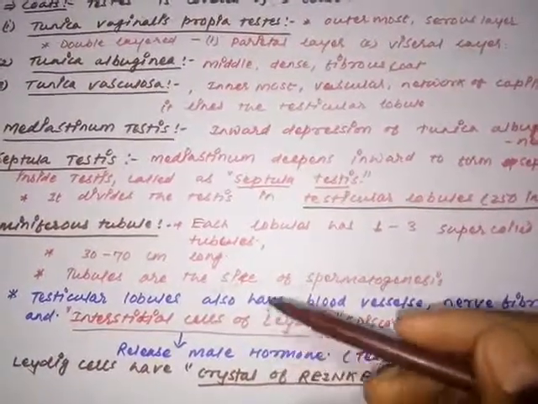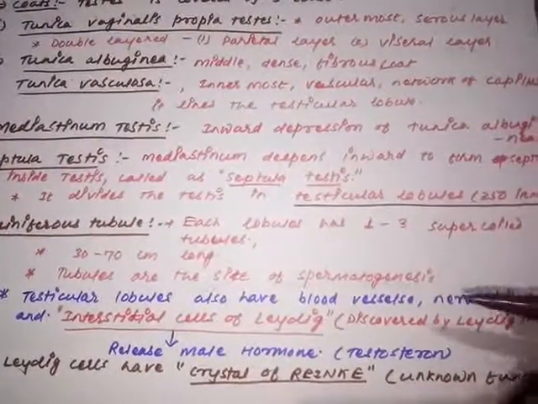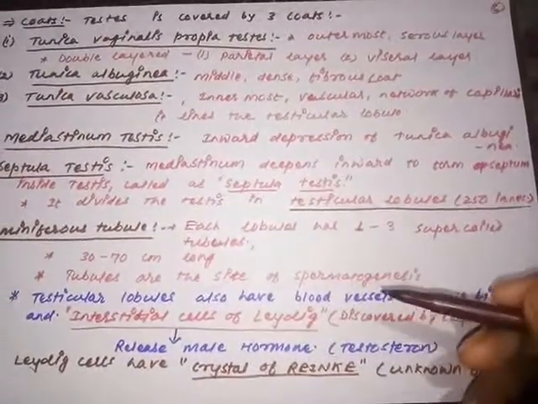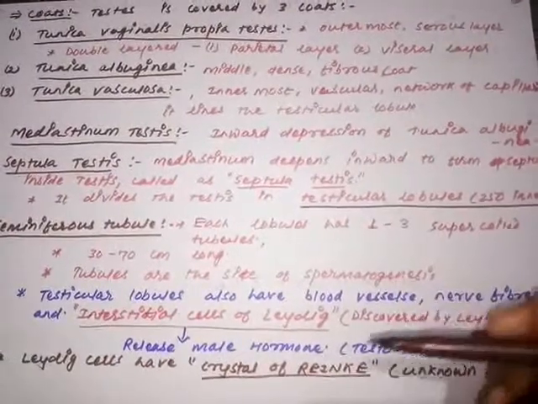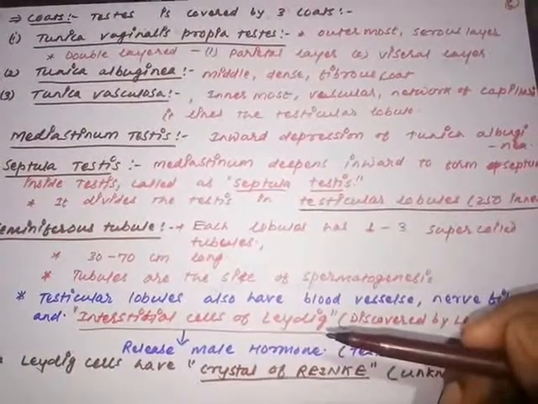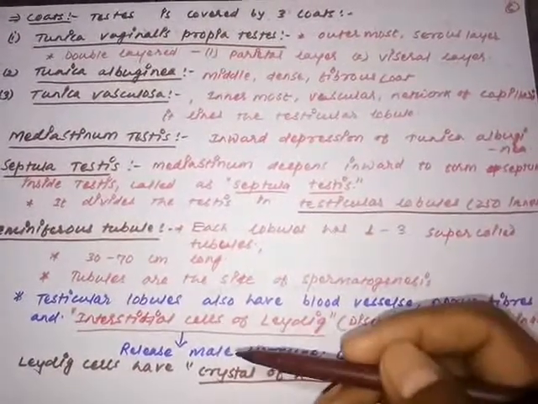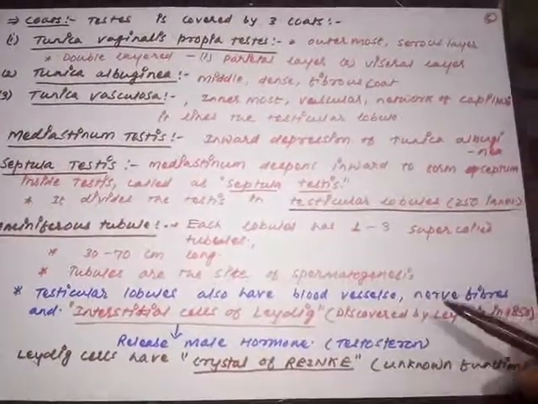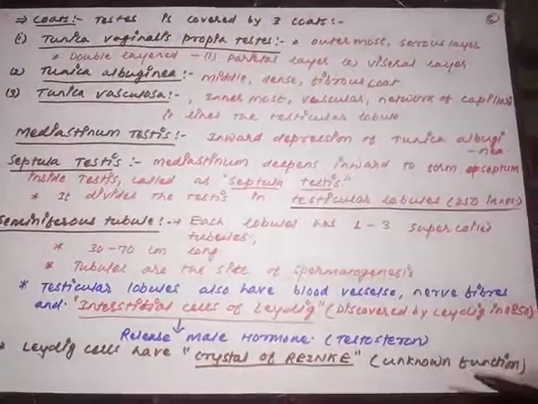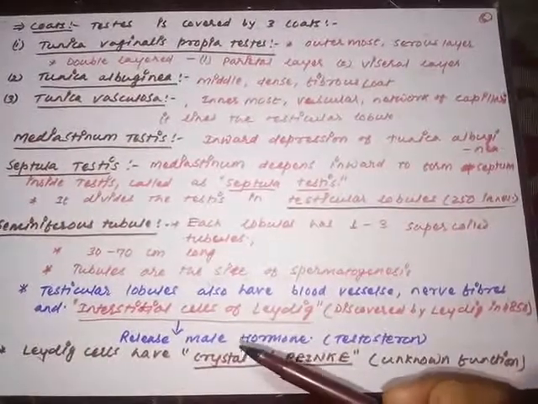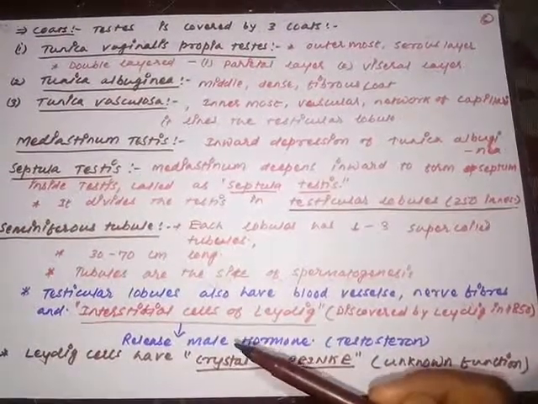So testicular lobules are vascular in nature, richly supplied with blood. They are sensory in nature, so nerve supply is also present there. Along with that, they have some specified cells called interstitial cells, and these cells were reported by Leydig in 1850. That is why the cells are also called interstitial cells of Leydig.